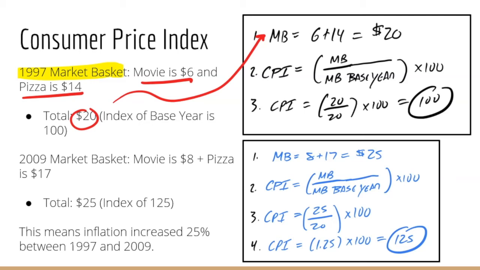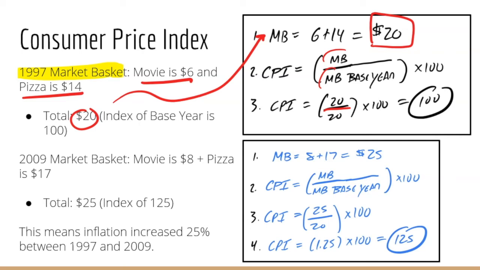Well, because we're going to say this is the base year, we can automatically say the index number is 100. However, let's just figure it out, right? Remember, our equation is our market basket divided by the market basket in the base year. Here we already know the market basket is $20. If we're going to use 1997 as the base year, it's just 20 divided by 20 times 100, which gets us to the index number of 100.